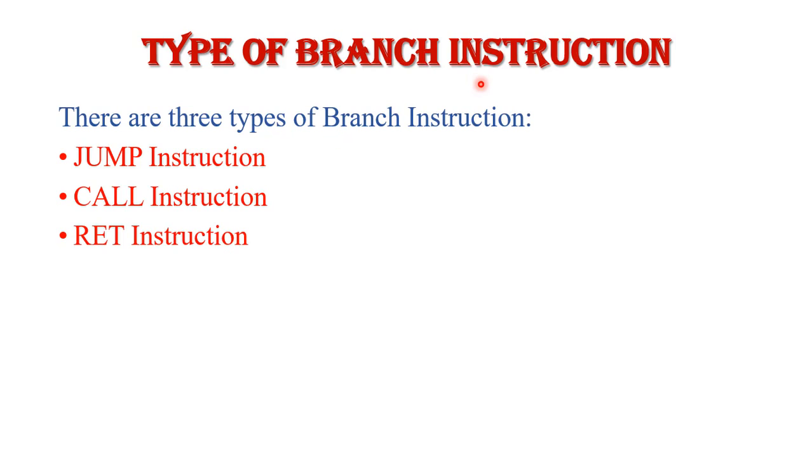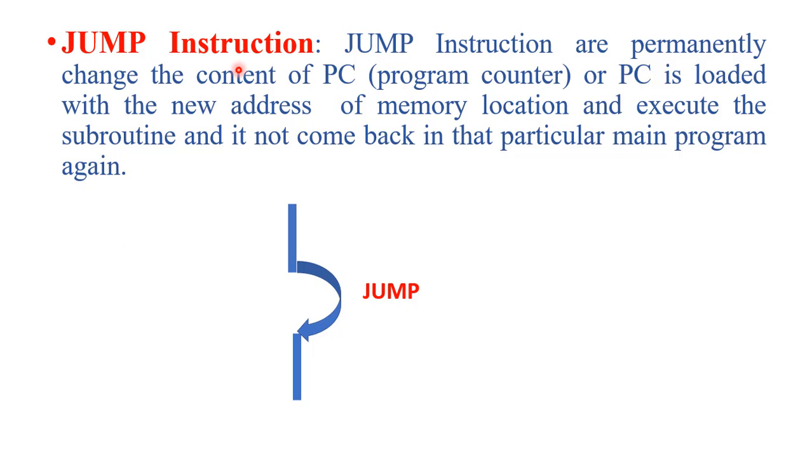Now the types of branching instruction: there are basically three types of branching instruction: jump instruction, call instruction and return instruction. So what do you mean by jump instruction? As the name suggests, in case of jump instruction, we permanently change the content of the program counter, or the program counter is loaded with the new address of the memory location where the subroutine is stored, and that subroutine is executed, and after execution of the subroutine the microcontroller does not come back to the main program again.